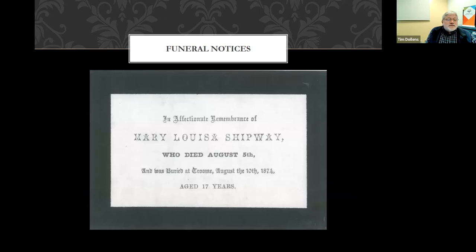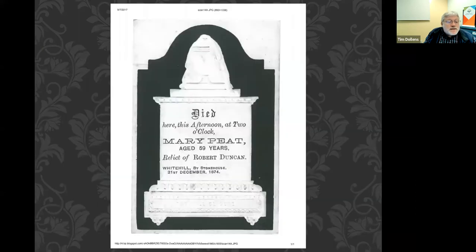So, funeral notices. This is a copy of a funeral home notice typical of the Victorian era. Because newspapers were sometimes weekly, the local printer would print these and send them out to let people know that someone had died and the funeral was coming up, before the newspaper or the obituary was going to be printed. And this is one from around 1874. Here's another one from 1874, where you can see we're starting to get creative in the way we portray death.